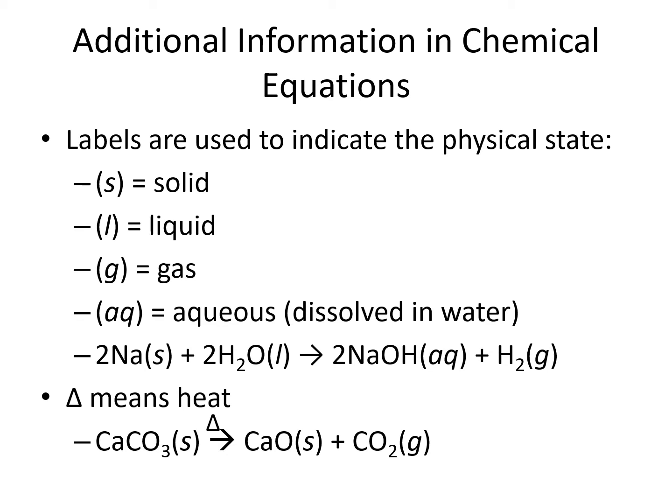Additionally, if we see a delta symbol on top of an arrow, that means that the reaction is heated in order for the reaction to happen. Calcium carbonate can be heated up in order to decompose it into calcium oxide and carbon dioxide.